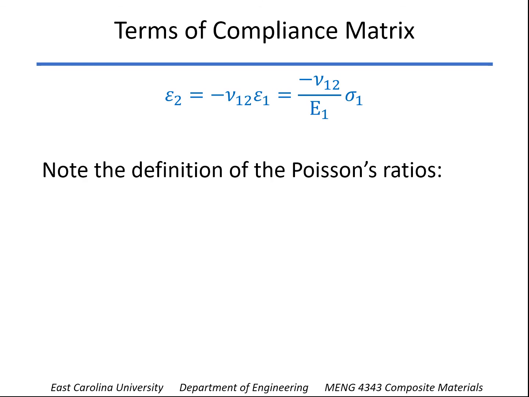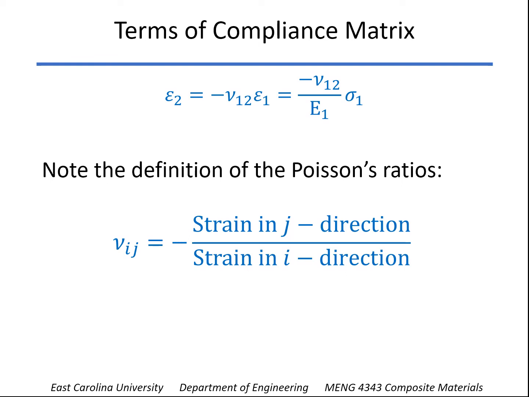And the definition of the Poisson's ratio is like this. Poisson's ratio subscripts ij means strain in the j direction divided by strain in the i direction for loading in the, I should say, the i direction only. And of course the negative sign is there, because a positive Poisson's ratio means that if you stretch it in one direction, it's going to contract in the other. So that's the definition of a Poisson's ratio with subscripts.